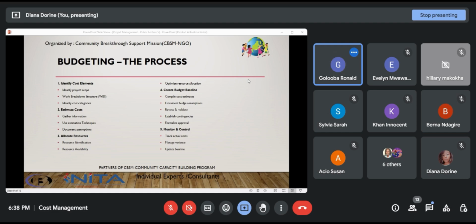So by following those 5 steps, you can effectively identify cost elements, allocate resources, and establish a budget baseline that serves as a roadmap for financial management and control throughout the project life cycle. Next slide, please.